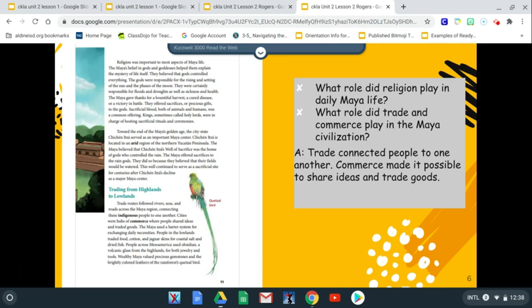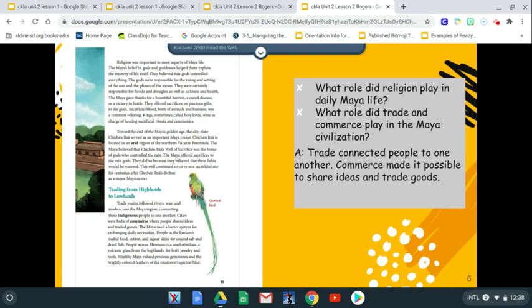It says trade routes follow rivers, seas, and roads across the Maya region, connecting the indigenous, that's a vocabulary word, people to one another. Cities were hubs of commerce where people shared ideas and traded goods. The Mayas used a barter system for exchanging daily necessities. People in the lowlands traded food, cotton, and jaguar skins for coastal salt and dried fish.